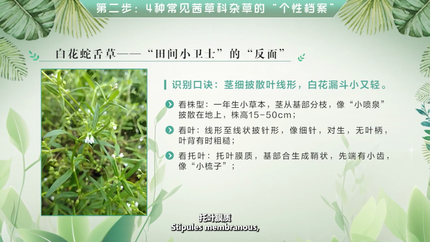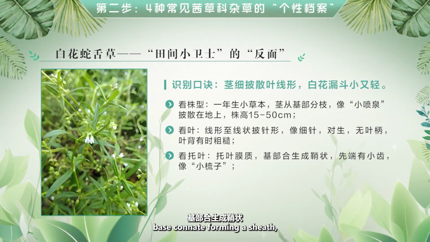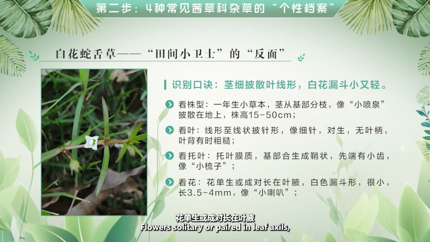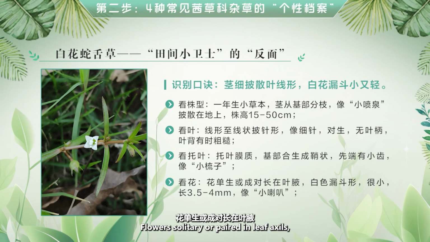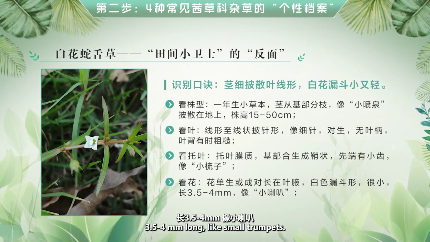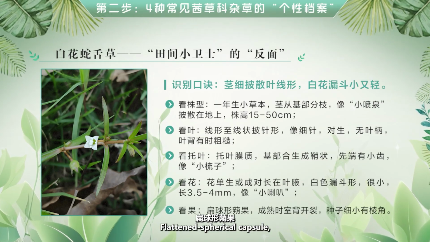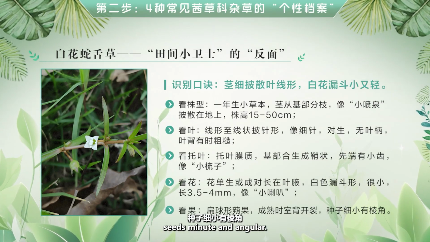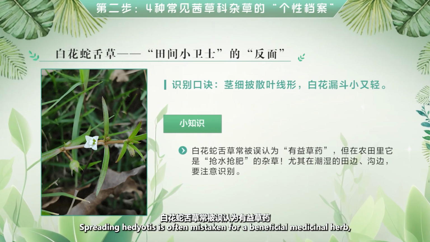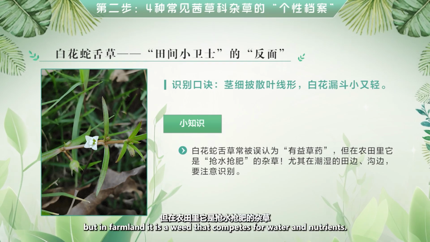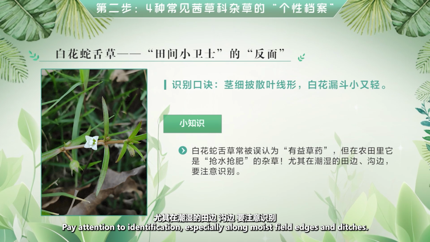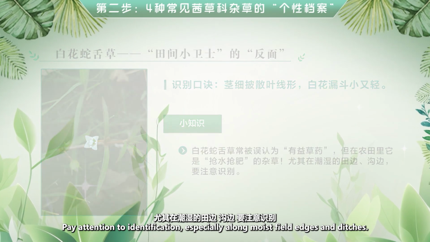Look at the stipules. Stipules membranous, base connate, forming a sheath, apex with small teeth, like a small comb. Look at the flowers. Flowers solitary or paired in leaf axils, white funnel-shaped, very small, 3.5 to 4 mm long, like small trumpets. Look at the fruits: flattened spherical capsule, dehiscing loculicidally when mature. Seeds minute and angular. Note: spreading hediotis is often mistaken for a beneficial medicinal herb, but in farmland, it is a weed that competes for water and nutrients. Pay attention to identification, especially along moist field edges and ditches.